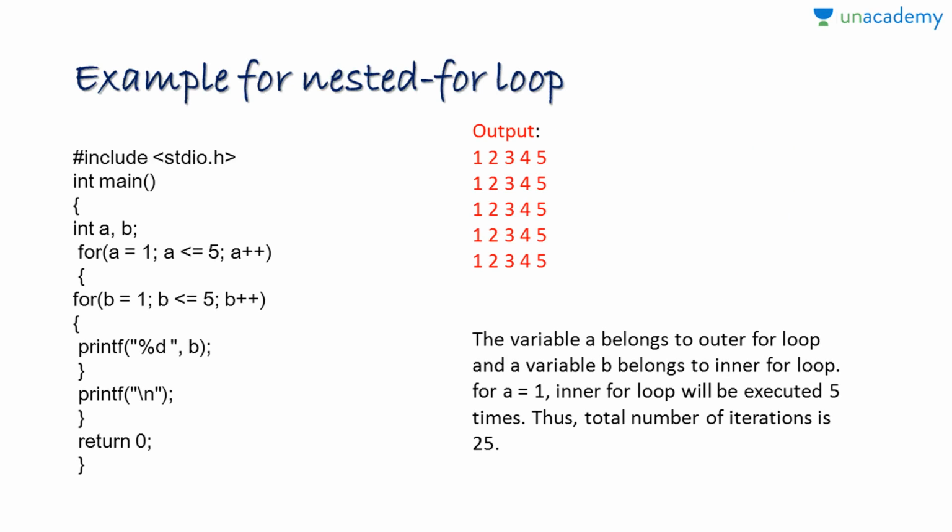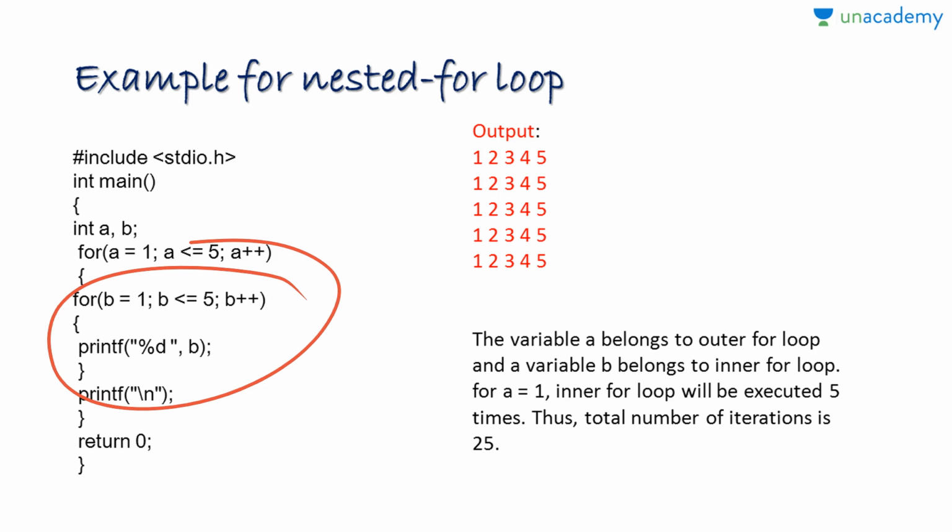Example for nested for loop. Nested for is like a for inside a for loop. So see, a, b is our declaration, then initialization for a is equal to 1, condition is a less than or equal to 5, update expression is increment. So until a is less than or equal to 5, starting with a is equal to 1, this is our inner for loop: for b is equal to 1, b less than or equal to 5, b plus plus.